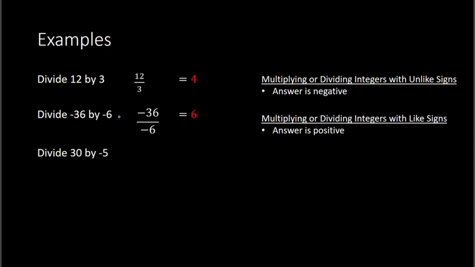If you're told to divide 30 by negative 5, that means we have 30 divided by negative 5. 30 divided by 5 is 6. The signs are different, so my answer is a negative 6. And if we had negative 100 divided by 10, I take negative 100 divided by 10. The signs are different, so it's negative, and then 100 divided by 10 is 10. So my solution would be a negative 10.